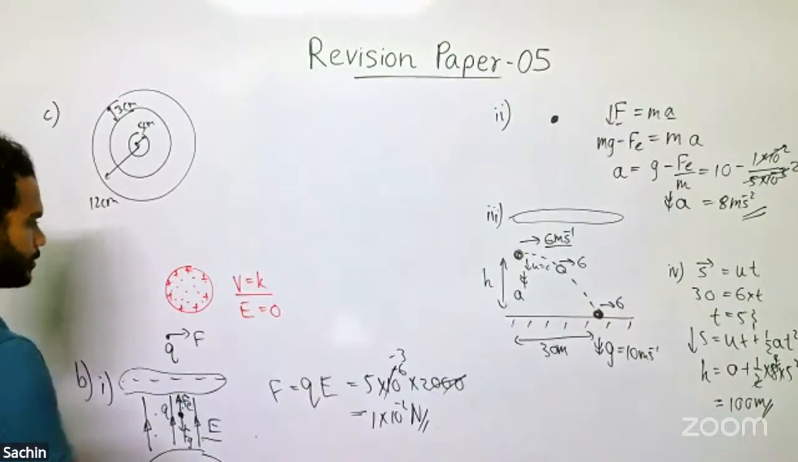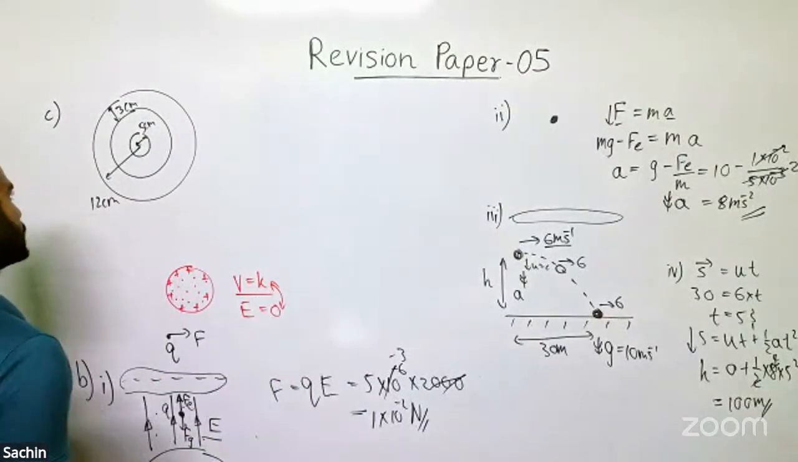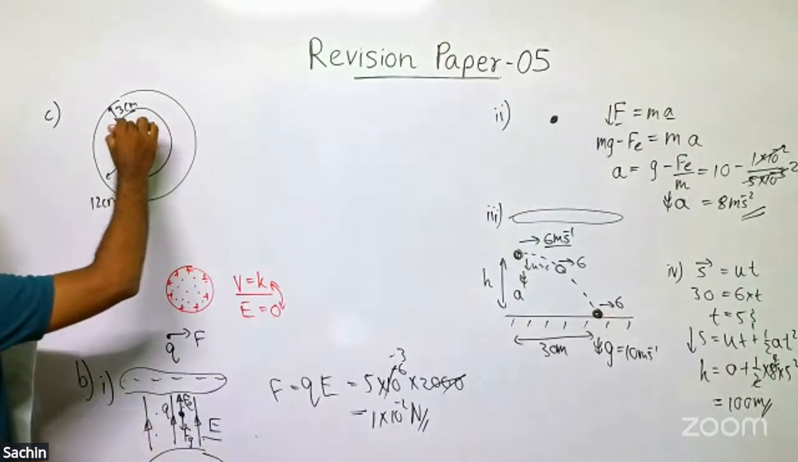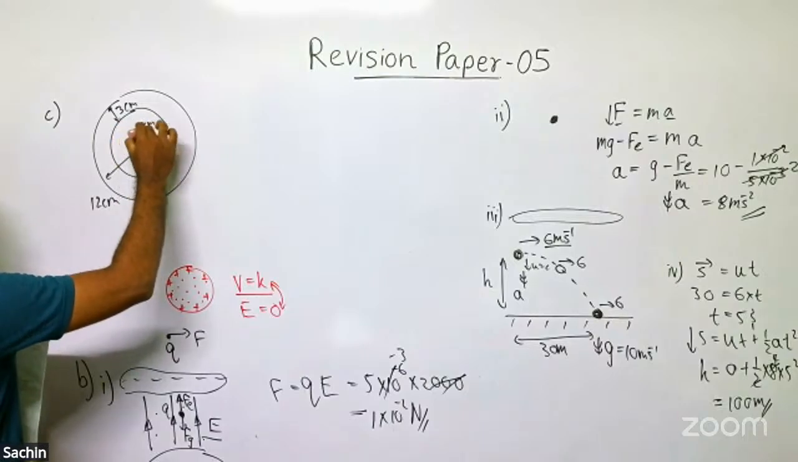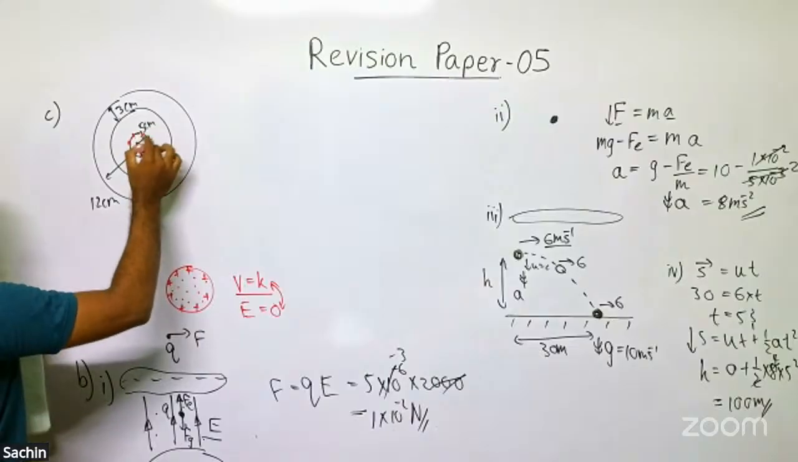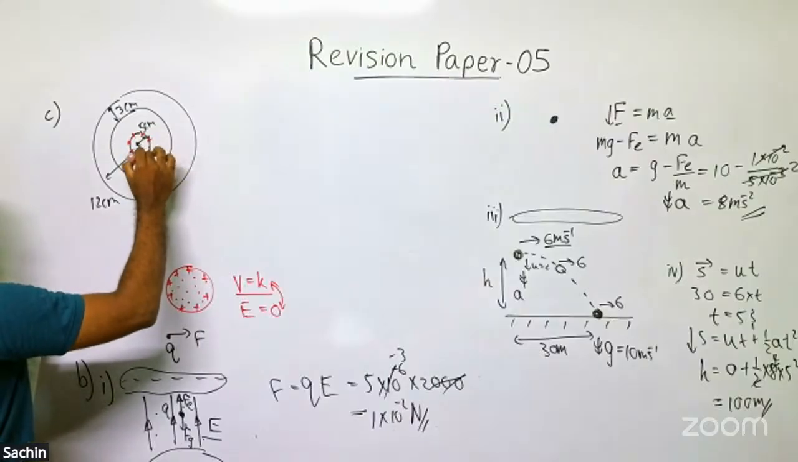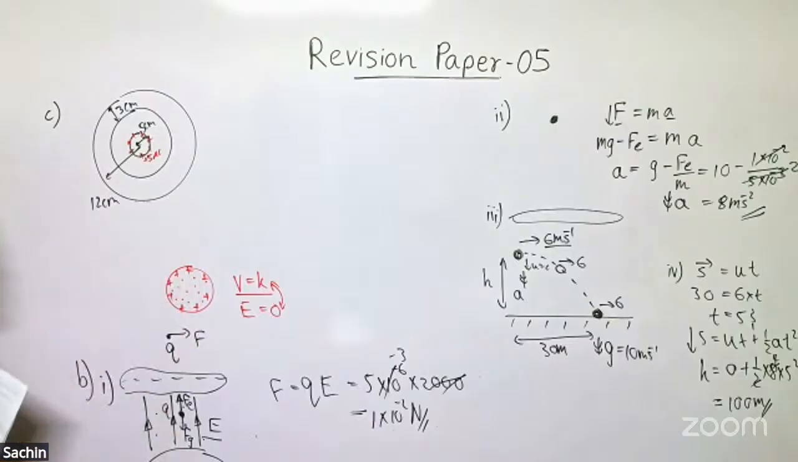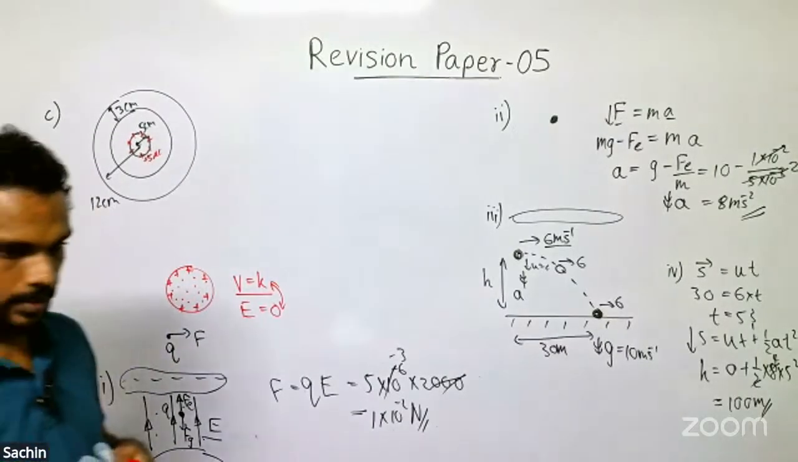Either way, you can remember this. So when the charge is given, it will arrange on the external surface of this inner conducting sphere. So plus 5 microcoulomb. Do you remember?